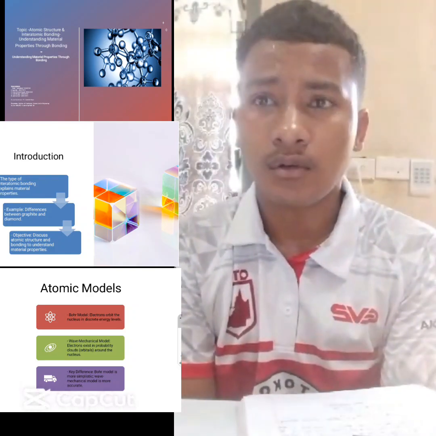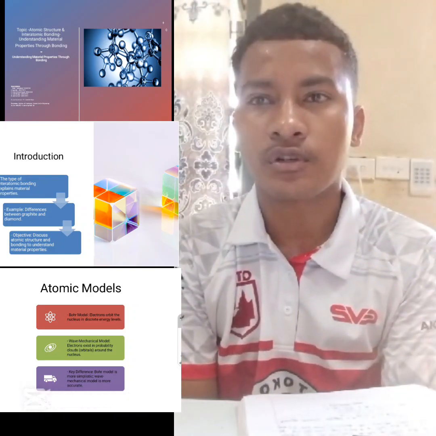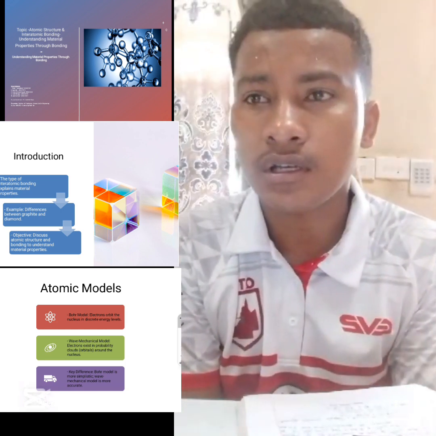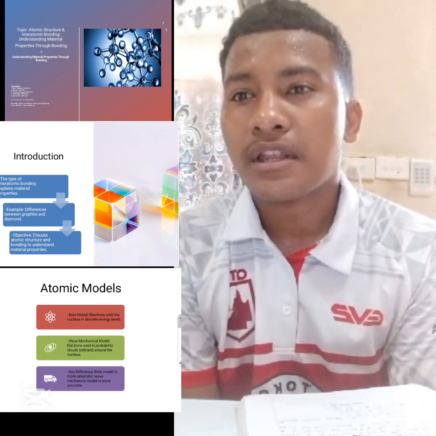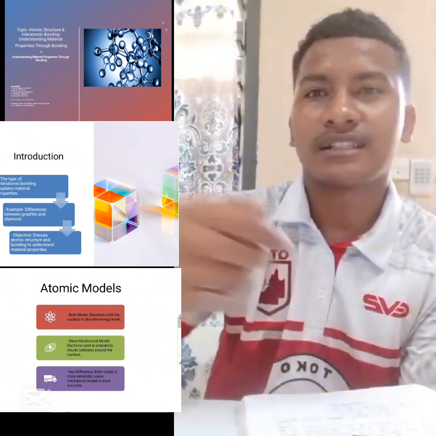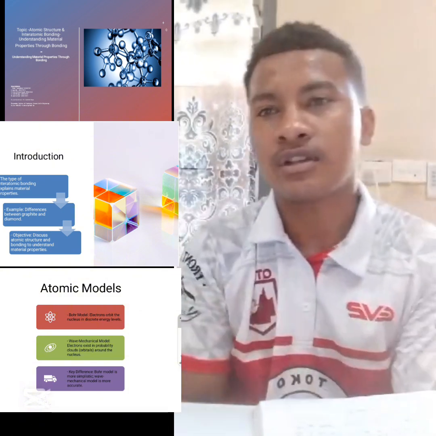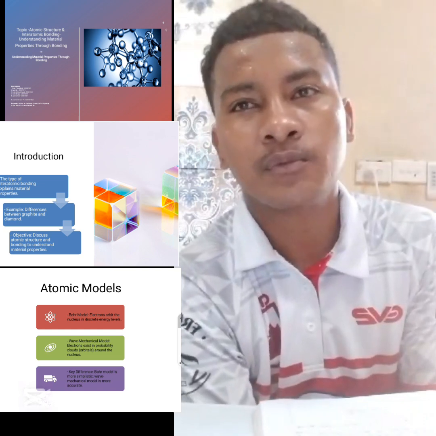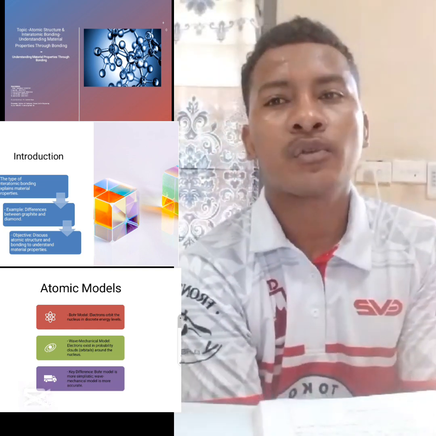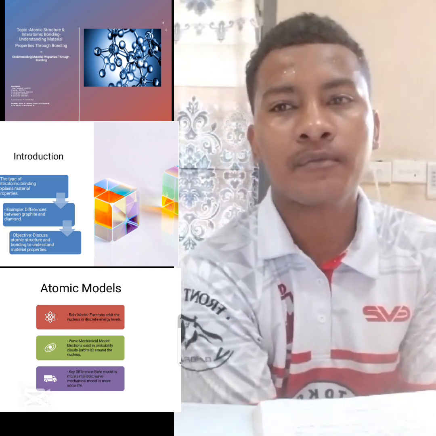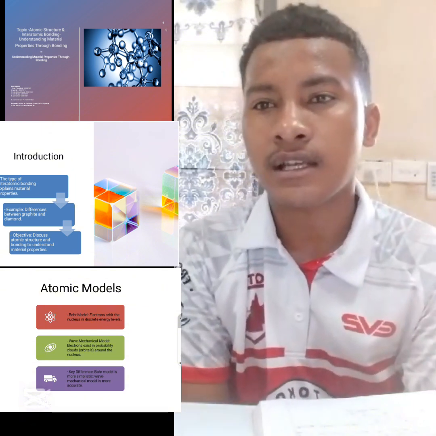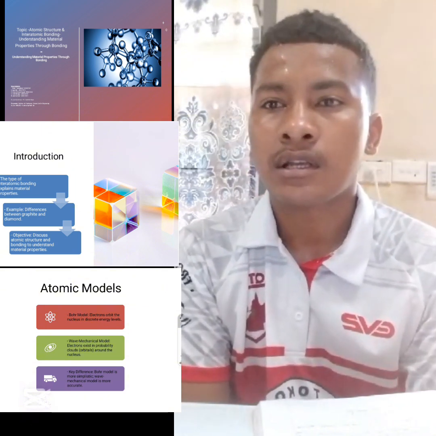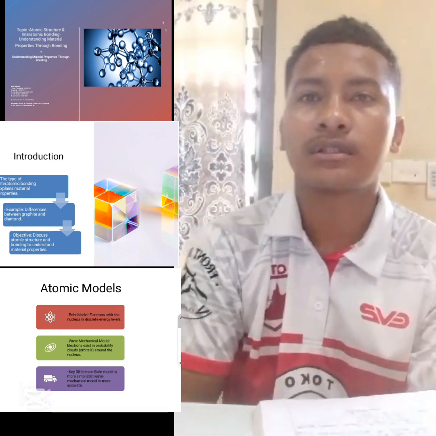Morning class. Our topic today is based on the atomic structure and interatomic bonding. As you can see, there's our group members, and I will be starting off with our introduction, the types of interatomic bonding, explain materials properties, and example difference between graphite and diamond. Objectives: discuss atomic structure and bonding to understand material properties.